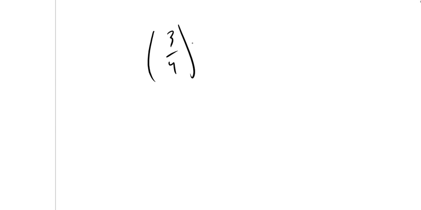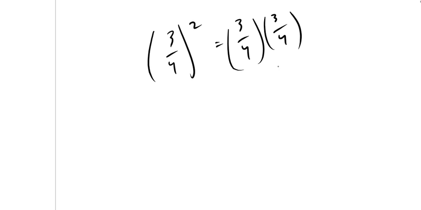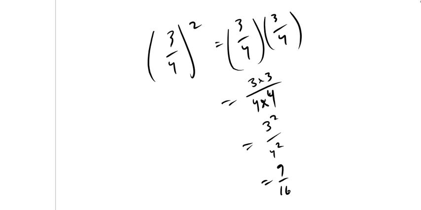3 over 4 all squared. What does this mean? It means 3 over 4 times 3 over 4, which means 3 times 3, just multiply the tops and multiply the bottoms, times 4 over 4, which is like 3 squared over 4 squared. So in this case, it's 9 over 16, but this is the one that we're interested in. 3 over 4 all squared is like 3 squared over 4 squared, right?